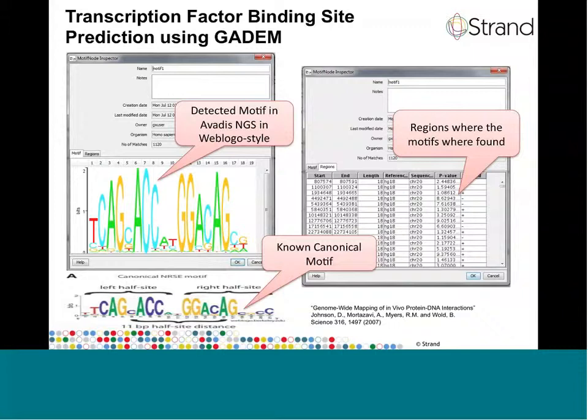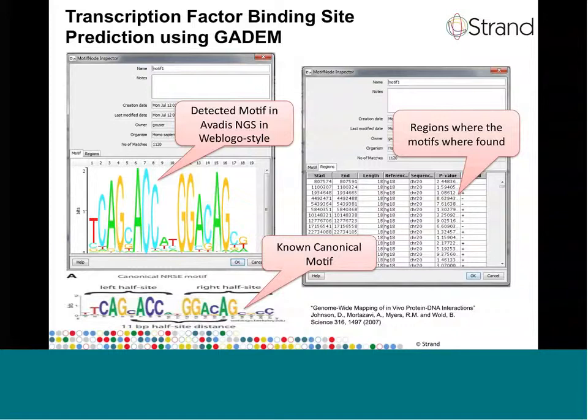The next step in a typical ChIP-Seq experiment that focuses on transcription factors is to determine if any of the peak regions show an overabundance of a particular sequence that could be considered the binding site for a transcription factor. The GADEM algorithm used in Avadis NGS scans the sequence for each of the peak regions and reports any sequence that is present more often than would be expected by chance.